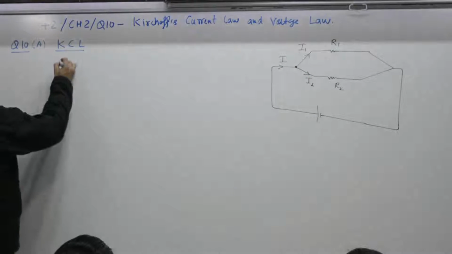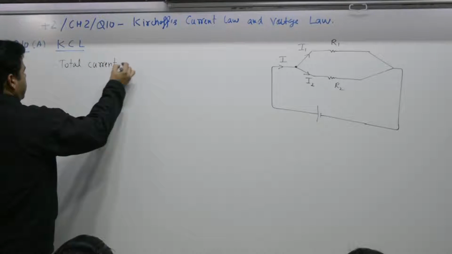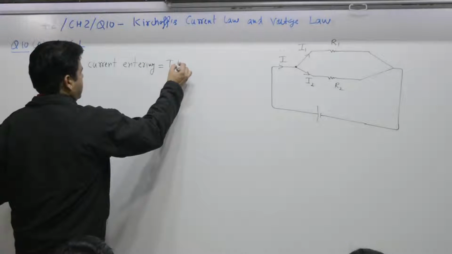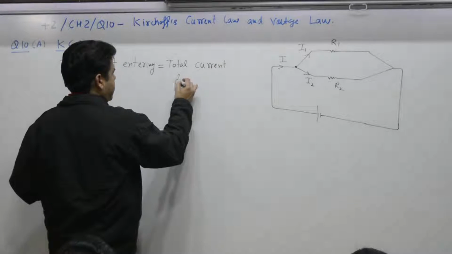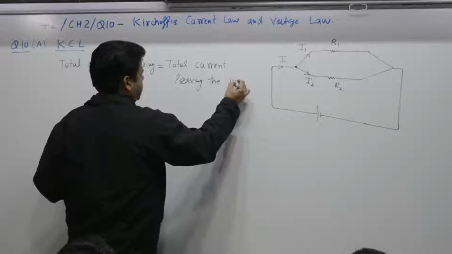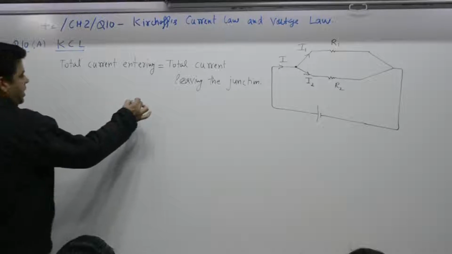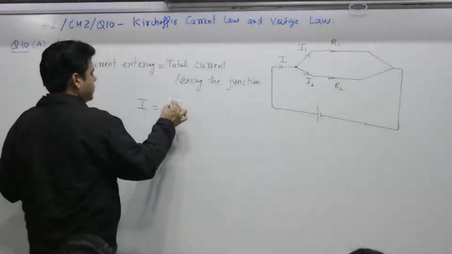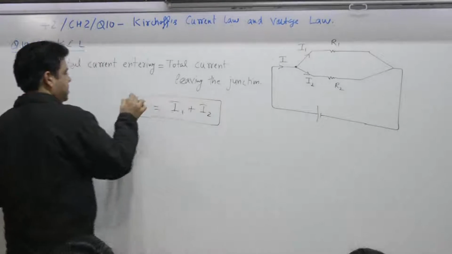total current entering the junction is equal to total current leaving the junction. Total current entering is how much? I. Leaving is how much? Yes, I1 and I2. So I is equal to what? I1 plus I2. This is what the law is.